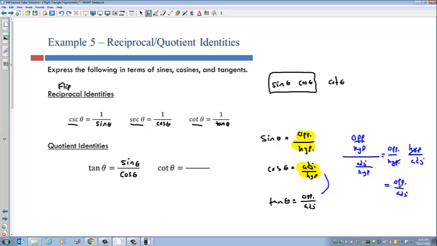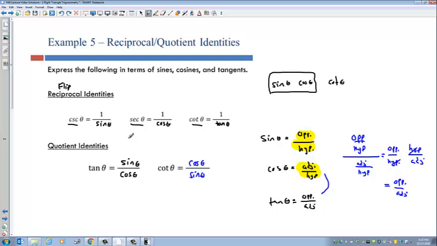So you can use the sine of theta and the cosine of theta. If you divide them, you get back the tan of theta. And of course, then the cotan of theta is just the flip of that, just the reciprocal of it. So you get the cosine of theta divided by the sine of theta. And so we call these the quotient identities because you're using the sine and cosine by dividing, by taking their quotient. And we're getting back tan of theta and cotan of theta.